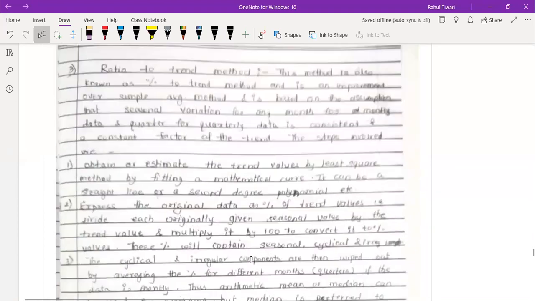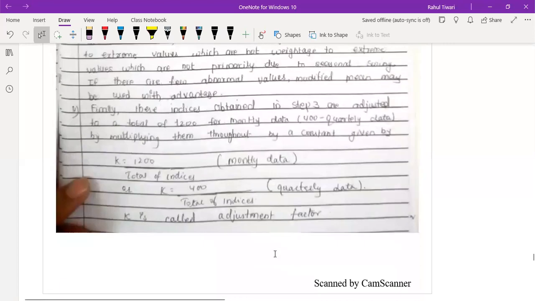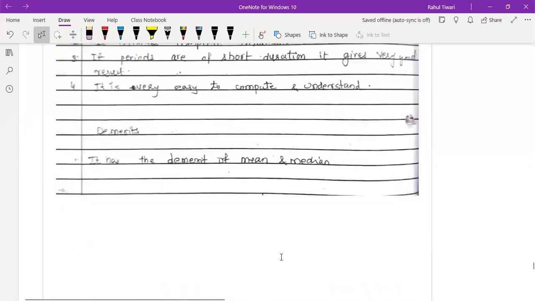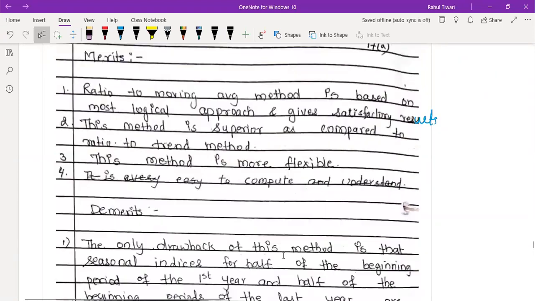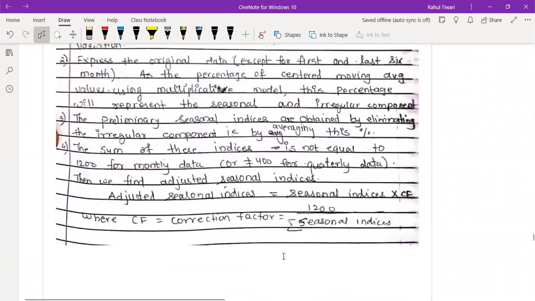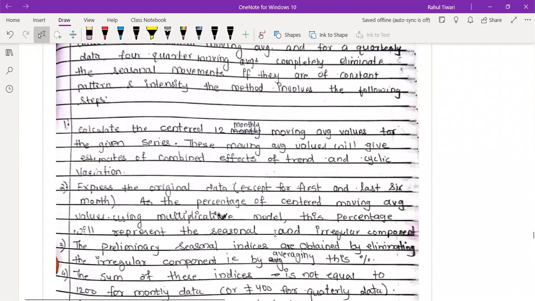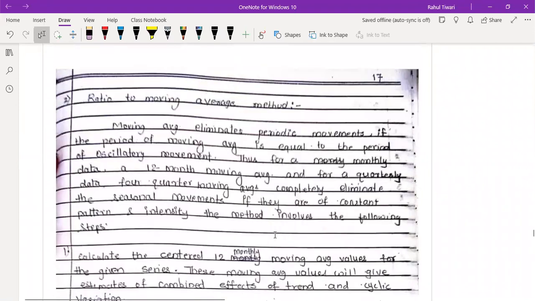I don't know whether you can see this properly, but the procedure and everything will be the same. I will tell you how to use the trend value, but you should at least know the procedures and the theory of how it works. First of all, to use the ratio to moving average method, we need to understand the data. So first we will calculate the moving averages.